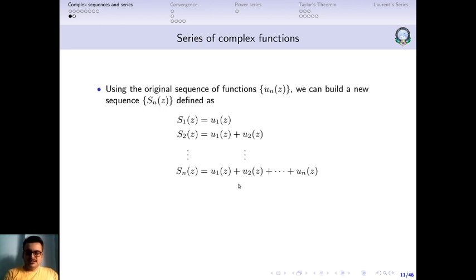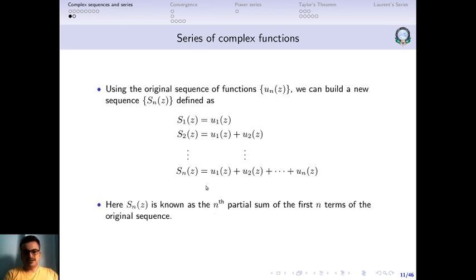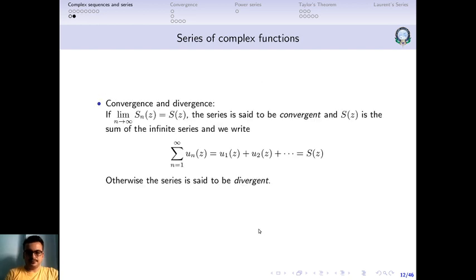You can see that this new sequence is basically the sum of members of the original, so it is known as the partial sum. The members of this sequence are known as partial sums. So Sn is known as the nth partial sum of the first n terms of the original sequence. S infinity is known as an infinite series, because if I replace n with infinity, that means I'm taking an infinite number of elements from the original sequence and adding them up. That's the definition of an infinite series. So now, convergence or divergence.